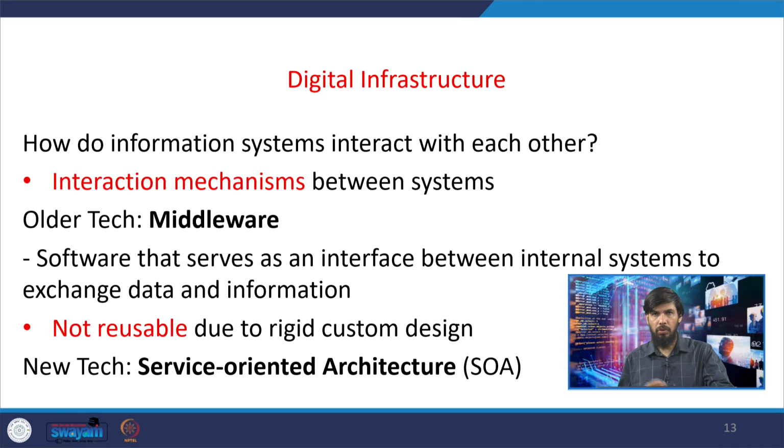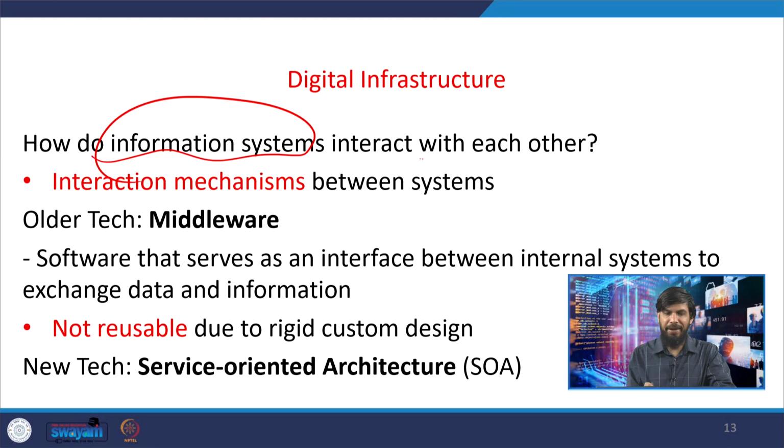Now moving on to another important aspect of digital infrastructure, that is how do information systems interact with each other, right. So next that we are discussing, there are so many information systems that we might have within a large organization. Their data and the processes that they support, and the kind of processing of information and data that happens.